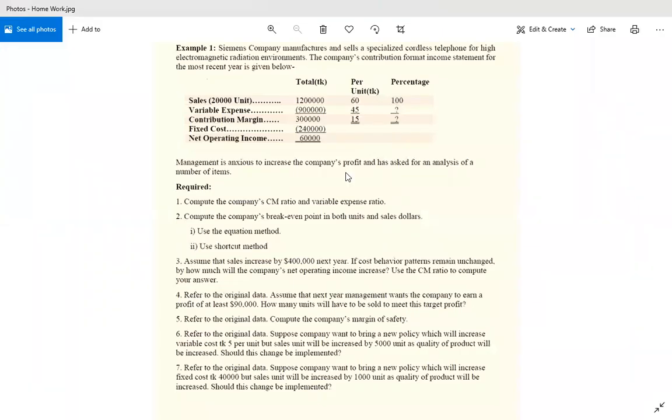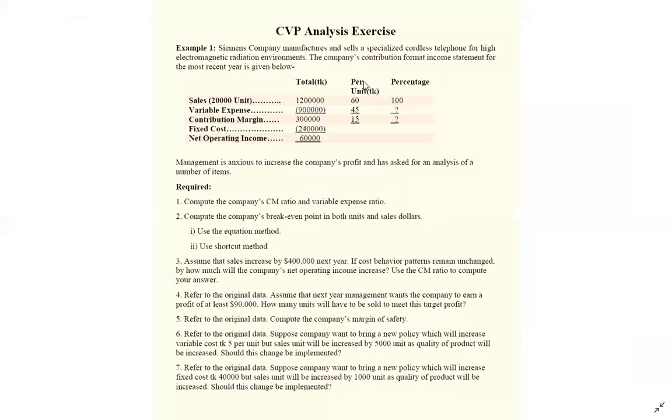Selling price 12 lakh taka is given, and the per unit price is 60, and there are total 20,000 units. So per unit is 60 and variable expense per unit is 45. So we find that here the contribution margin is 15 and total contribution margin is 3 lakh and fixed cost is 2 lakh 40. So they have a net operating income of 60,000. So this is the income statement. It is already given in your question. Now we'll go to the requirements.